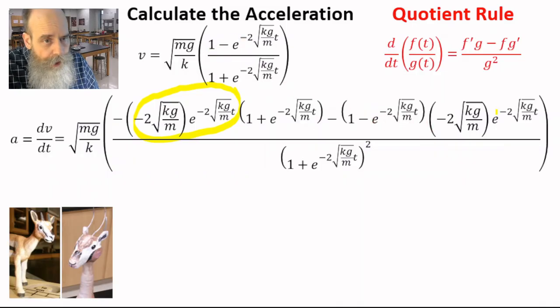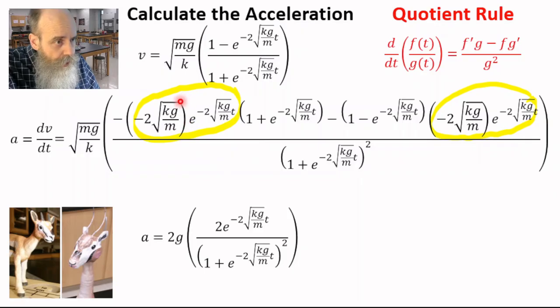Then we got here, this is g prime. The derivative of 1 is 0. The derivative of the exponential is this. We get the factor negative 2 square root kg over m coming in front. So that is what we get by applying the quotient rule. Now let's simplify further.